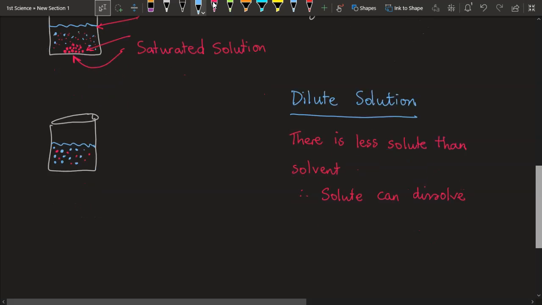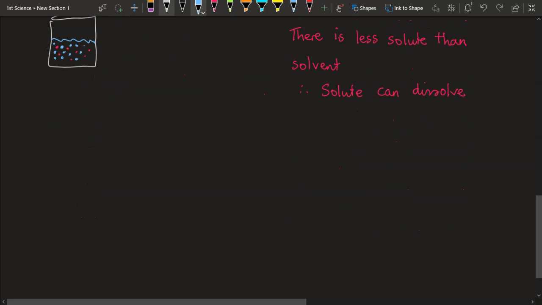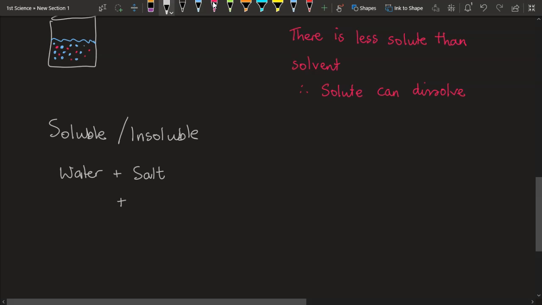Okay, so the next thing we're going to look at is soluble and insoluble, because not everything is soluble. So obviously, if you take something like water and salt, or water and sugar, or water and, I suppose, anything else, diluted orange, or Ribena or something, all of these substances here are all soluble.